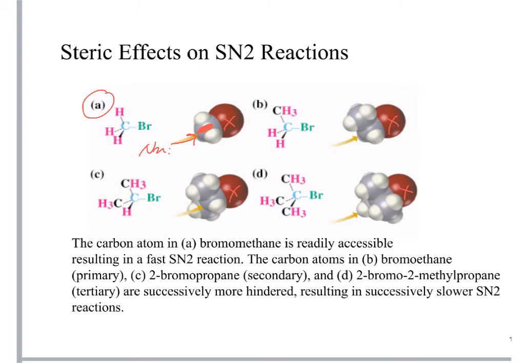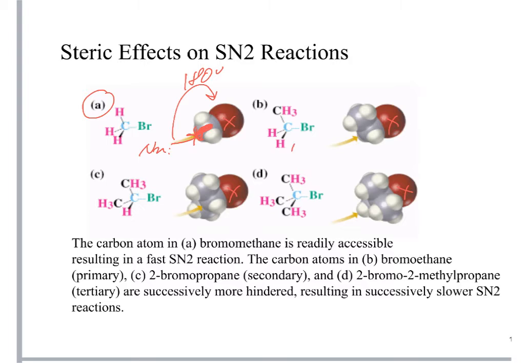The leaving group, although much larger than the carbon atom or the hydrogen atoms, is on the other side, 180 degrees away from the trajectory by which the nucleophile approaches. So the size of the leaving group in this context is not important. So we're looking at the steric environment on the other side of the leaving group right here. So let's see what happens when we increase the steric hindrance around the reacting carbon atom.